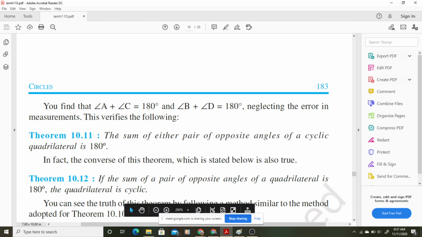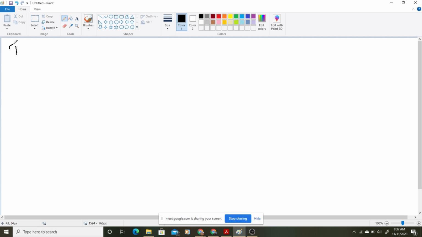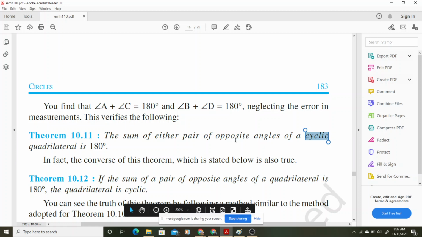Okay, 10.11. The sum of either pair of opposite angles of a cyclic quadrilateral is 180 डिग्री. देखो मैंने अभी बताया था तुम्हें, अब ये जो टर्म है ना cyclic quadrilateral, ये तुम बार बार फेस करते चले जाओगे. So what it is saying, the sum of either pair of opposite angles of a cyclic quadrilateral, important theorem है ये, तो ध्यान से देखना इसको. This is theorem 10.11. Okay, so what this theorem is saying, just see the definition once again. The sum of either pair of opposite angles of a cyclic quadrilateral is 180.